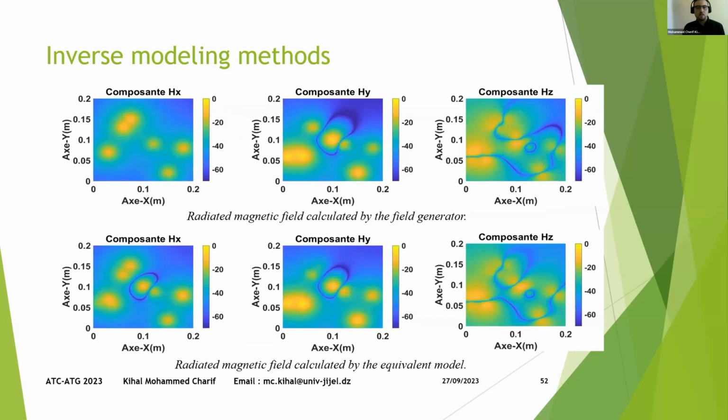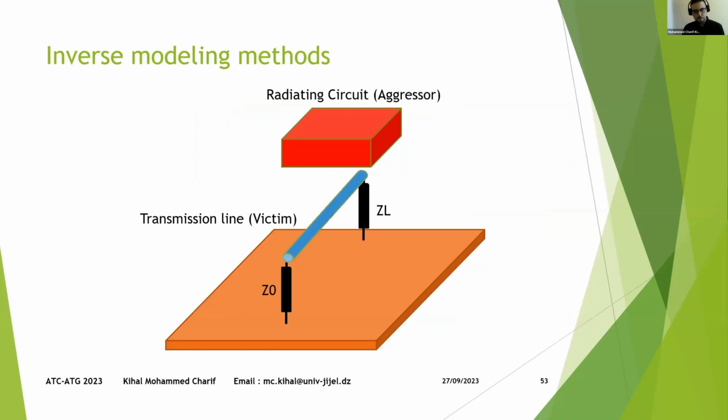We notice a good resemblance between the results obtained by the field generator and those obtained by the equivalent model at a height D2 different from D1. Then the model is validated. As an example, we will test the coupling between the transmission line and an aggressor circuit.